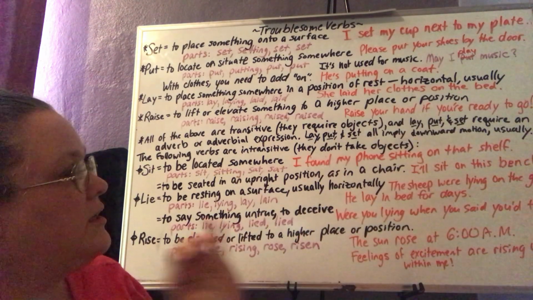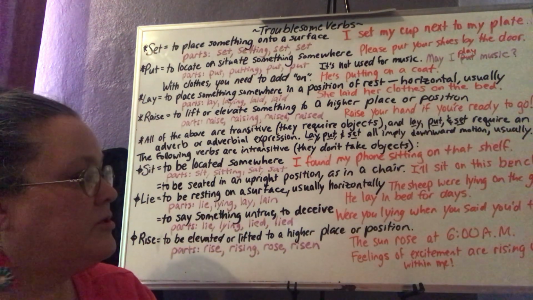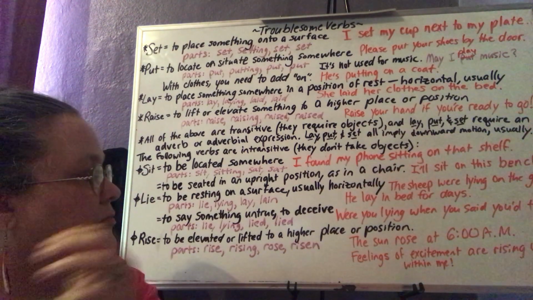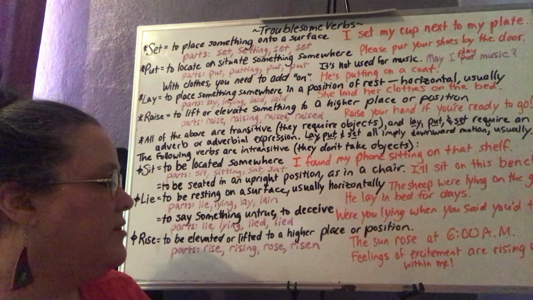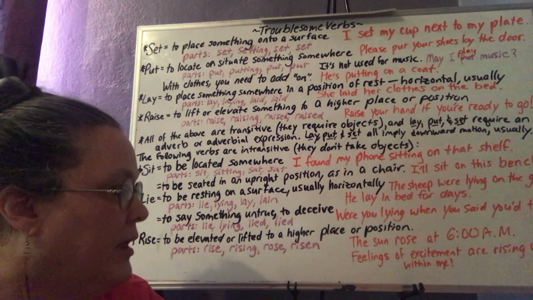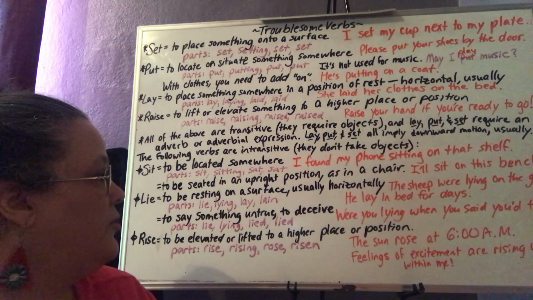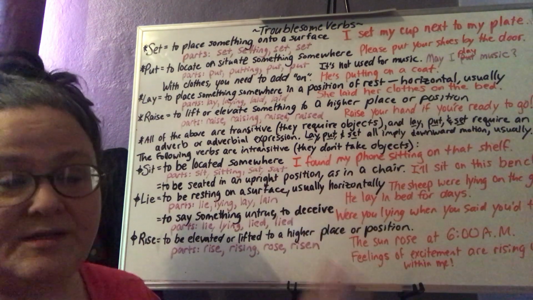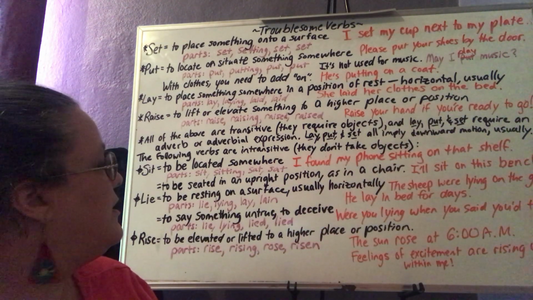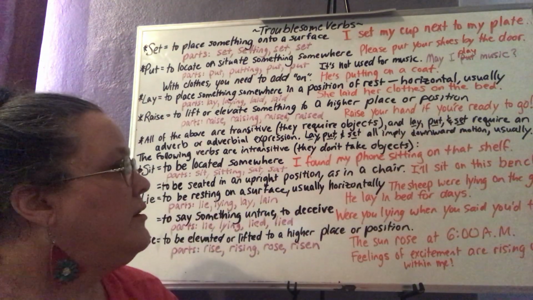So you need to be conscious again of the different verbs that are similar but used differently in a grammatical way. The past perfect, this would be the sun had risen at 6 o'clock a.m. So we need that past participle form. Feelings of excitement are rising up within me. So just like with sit up, you could say rise up. You could say raise up. Okay, raise up the window maybe.